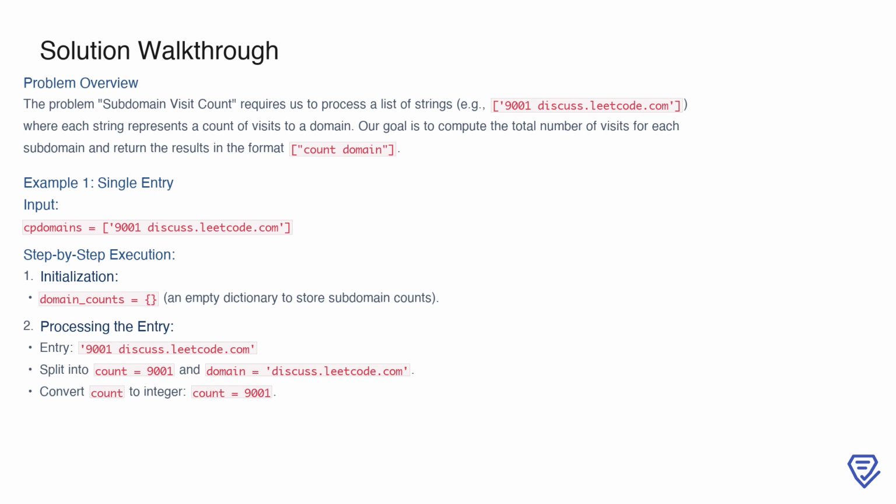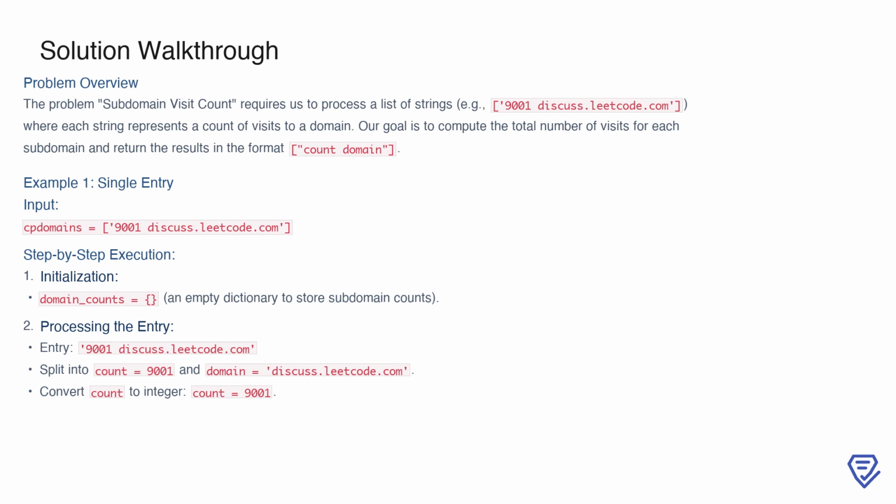In this problem, we are tasked with analyzing a list of strings where each string represents the number of visits to a specific domain. Our goal is to compute the total visit count for every subdomain and return the results in the format count domain. To better understand this, let's look at the example input, 9001 discuss.leetcode.com.